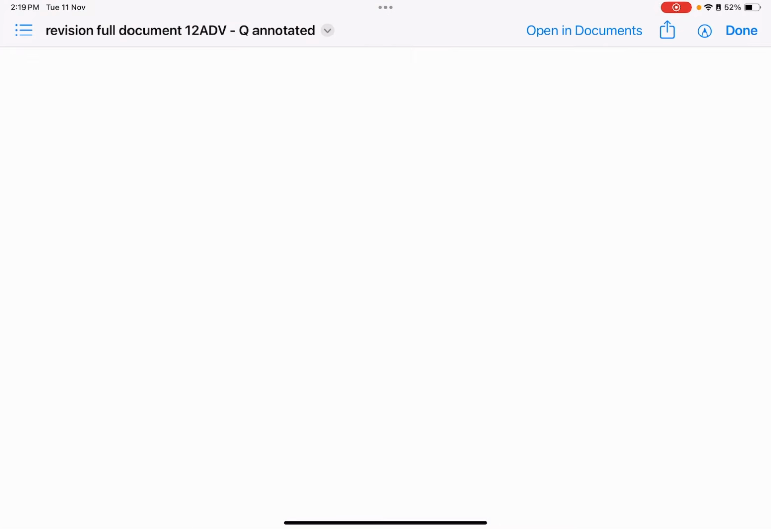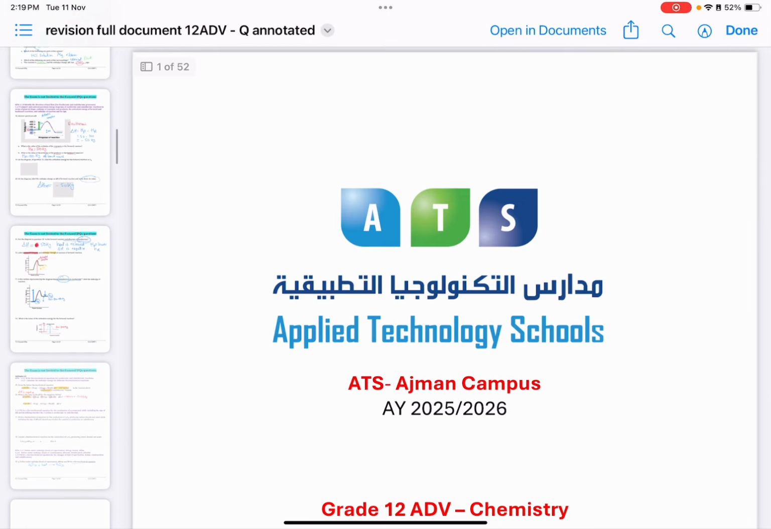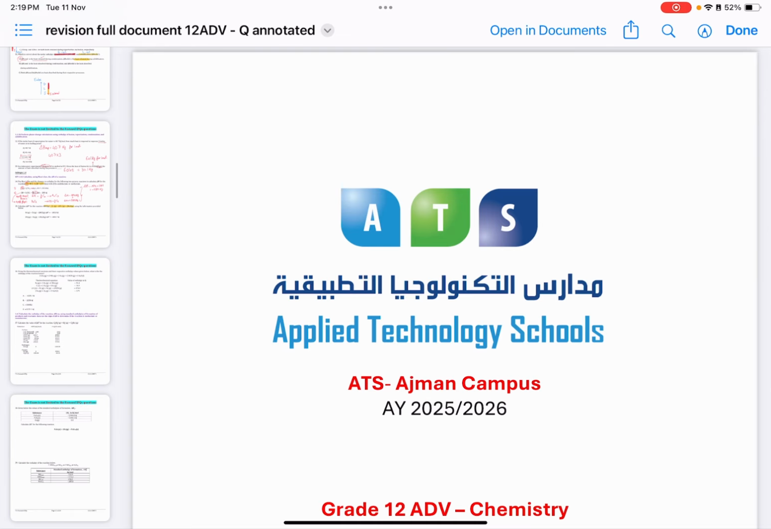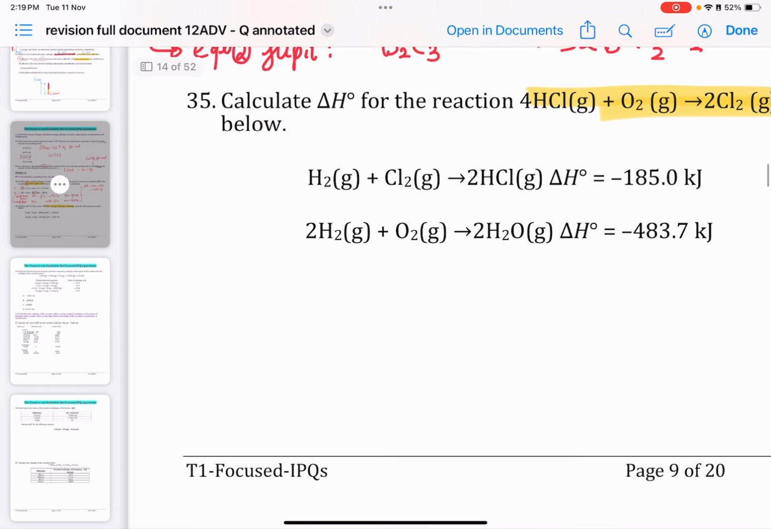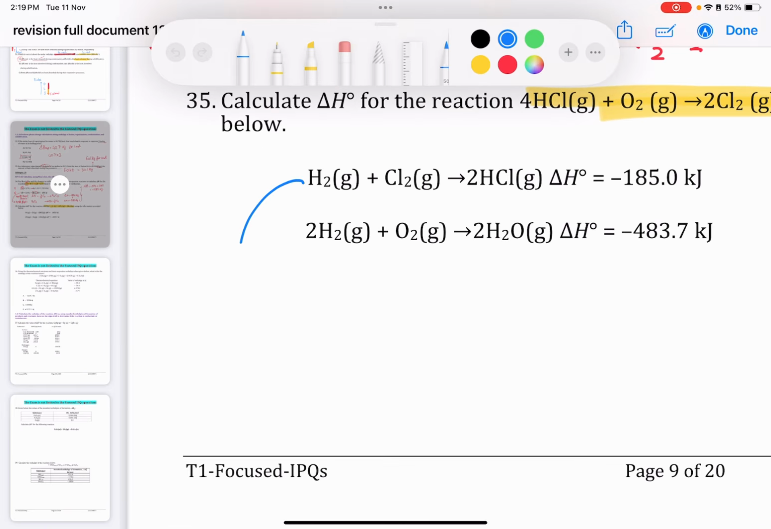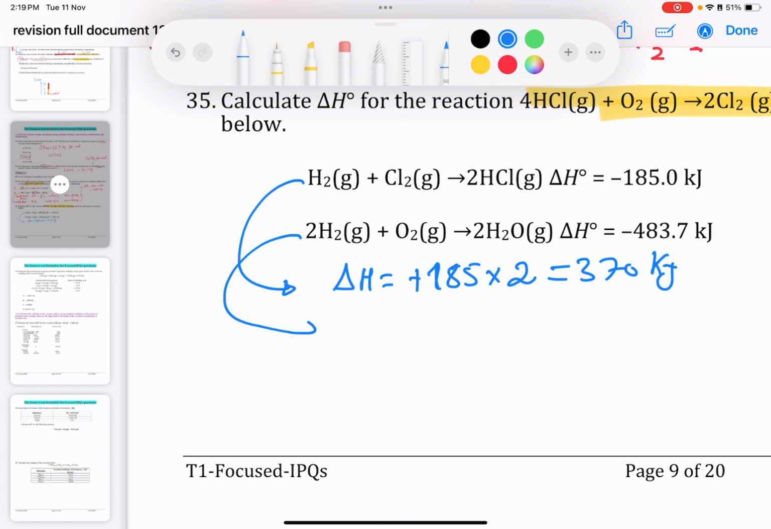Now, to find the final answer, I must add these two delta H's. So again, I flipped this and I multiplied it by 2. So the delta H was flipped and it was multiplied by 2. The answer was 370 kilojoule. And this one, I kept it the same. So the delta H, I didn't change it.